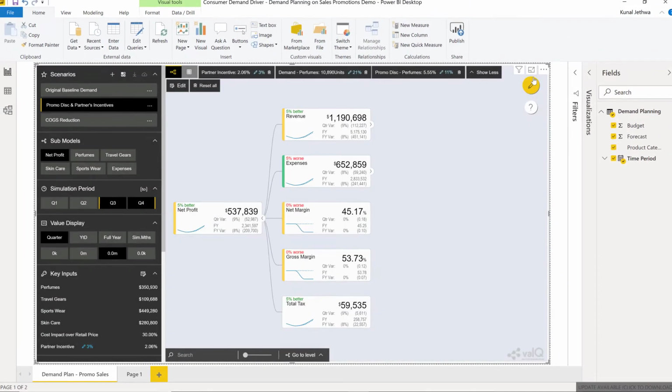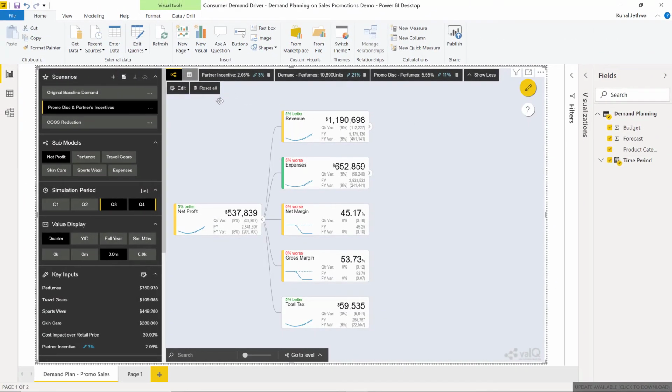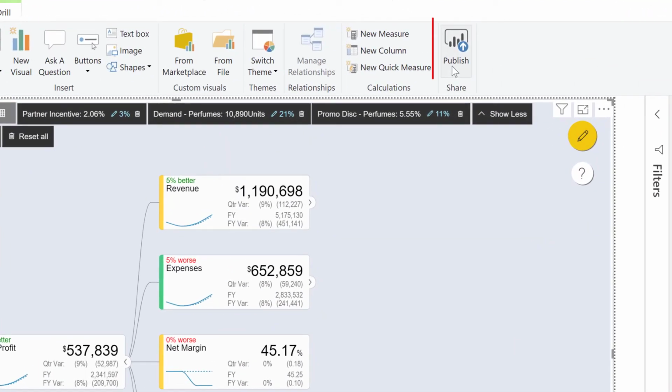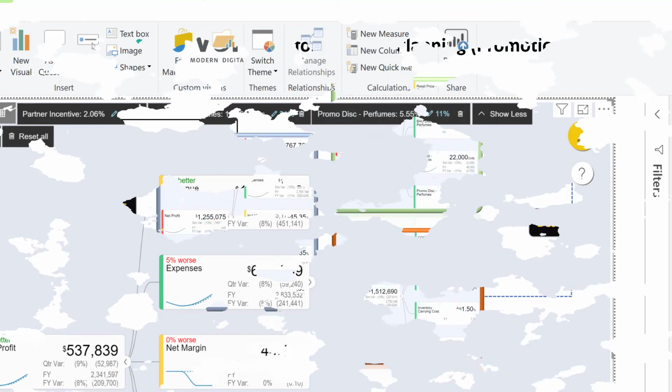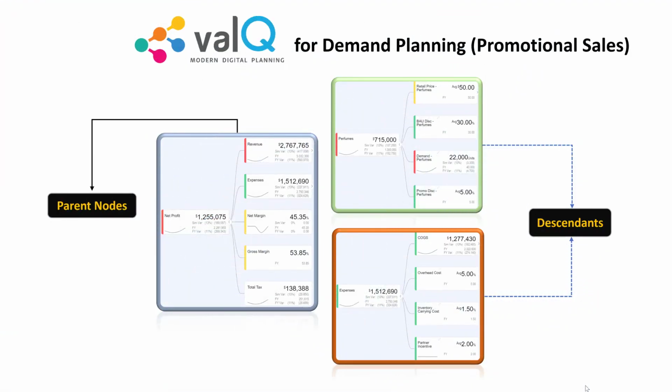Finally, you can share this ValQ visual with other team members or cross functions by publishing it on Power BI services. ValQ lets planners have the necessary demand drivers and key deliverables available on one page so that scenario-driven planning can also be done for promotional sales.